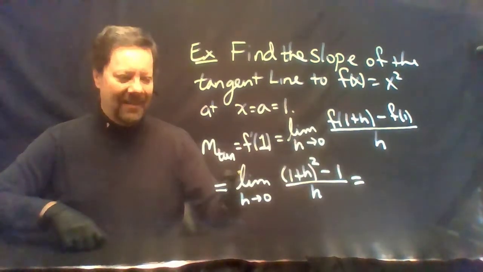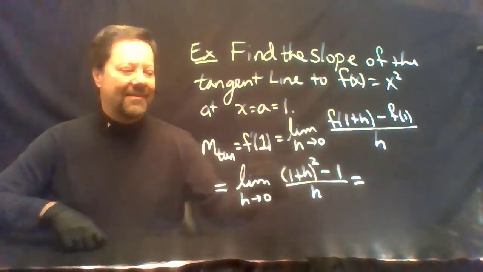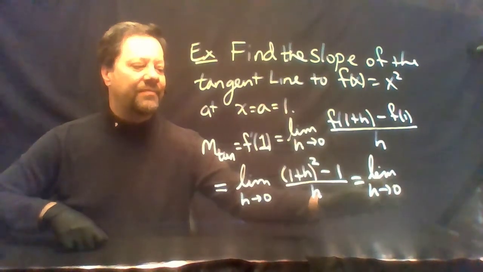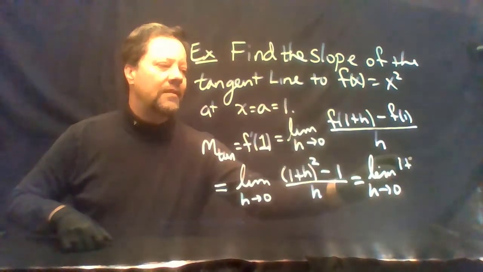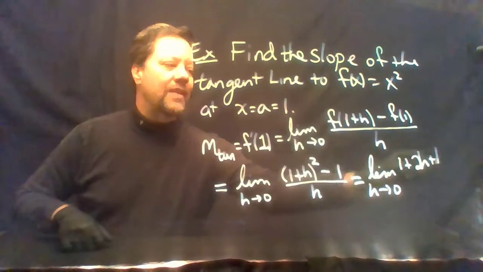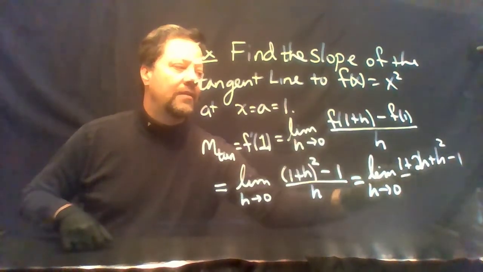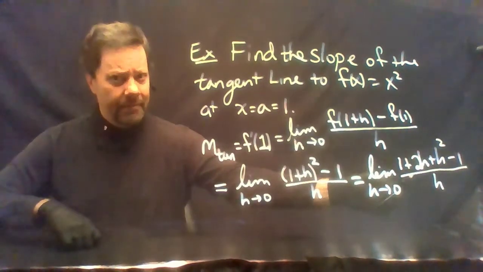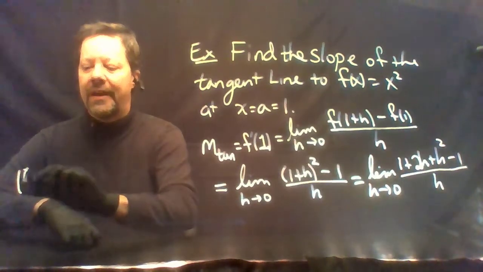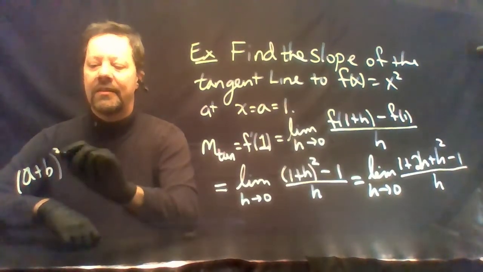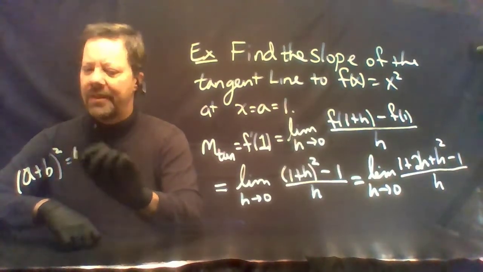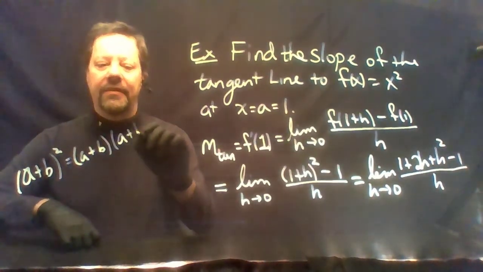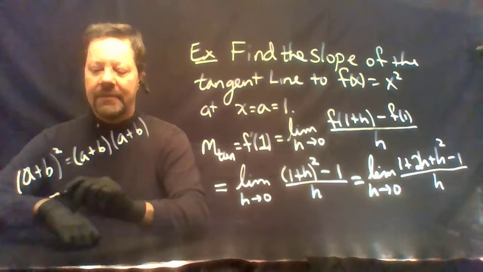So, let's FOIL things out and see what happens. We'll get the limit as h goes to 0 of 1 plus 2h plus h squared minus 1 over h. Now don't be forgetting my middle term. As you know, if you have a plus b squared, I want you to think about that. This is something that students at this level screw up all the time.